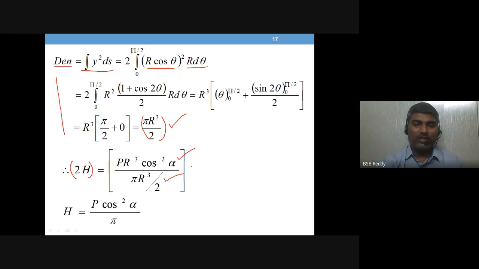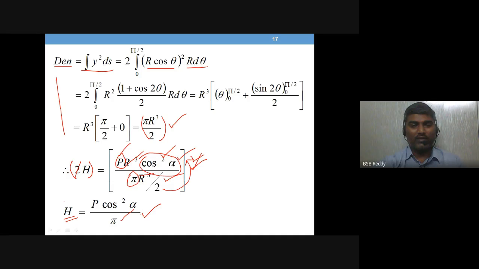So 2 times h. This is the horizontal reaction of the modified arch to make it symmetric. And what is the answer required for your given question? It is the h value. So that is this one. Okay. So r cube is getting cancelled here. Okay. So the divided by 2 goes to the numerator, and that 2 finally is going to cancel out with the left hand side 2. So what is remaining here is just p cos square alpha by pi. This one, p cos square alpha by pi.